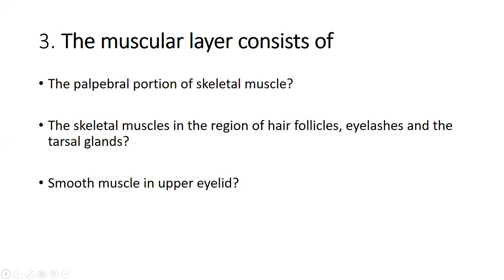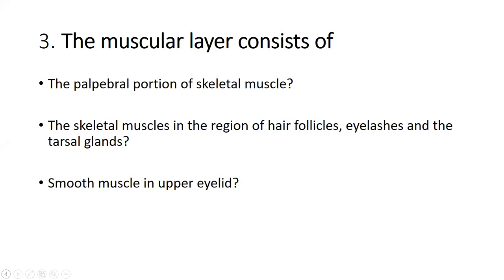Now skeletal muscle: as you know, the eyeball is externally covered by skeletal muscle that is given the name orbicularis oculi. It has a palpebral part that lies in both the upper and lower eyelid. There is another skeletal muscle, as the upper eyelid also contains the insertion of levator palpebrae superioris. So what is the function of these skeletal muscles? Orbicularis oculi helps in closure of the eye, and levator palpebrae superioris helps in the opening of the eye.